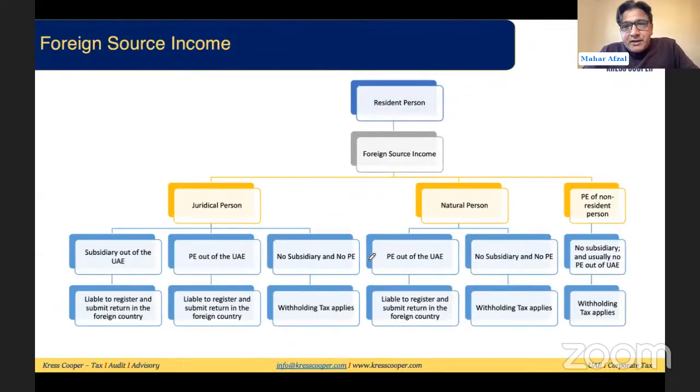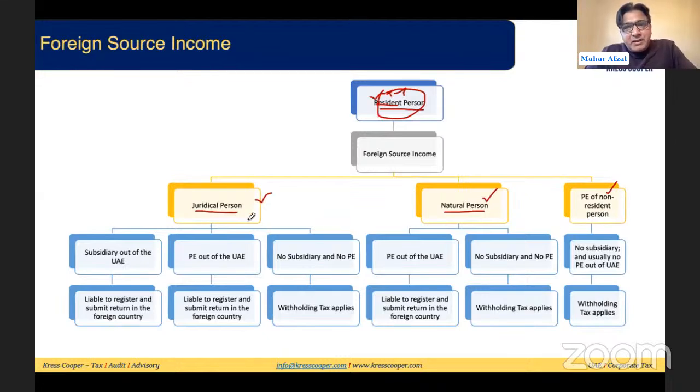Now, these are the various possibilities where foreign source income can arise. These are taxable persons that are generating foreign source income, sorry, it should have been taxable person, not resident. Taxable person can be a juridical taxable person, it can be a natural person, it can be a PE of the non-resident person. As we discussed in our previous slide, juridical persons can be resident juridical persons, resident natural persons, or a PE of the non-resident person.